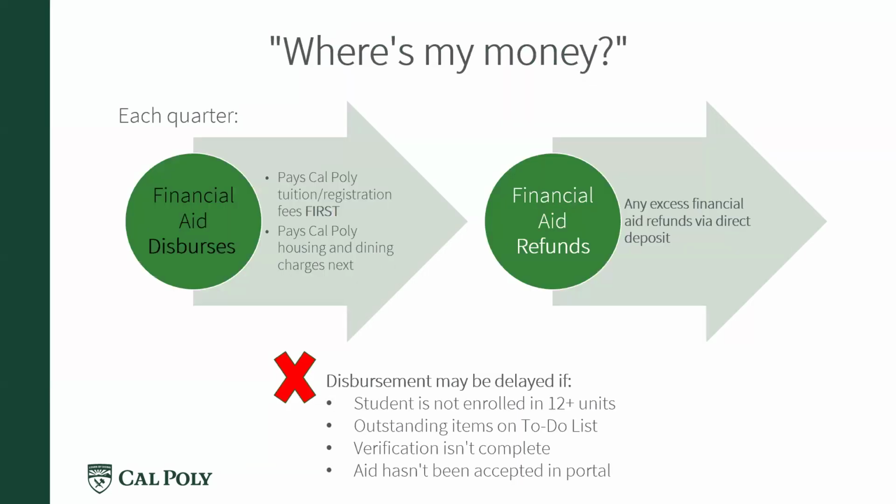If your money has not disbursed, you may not be enrolled in 12 or more units, or you may still have outstanding to-do list items on the portal or waiting for review. Note that financial aid will disburse and then pay fees and tuition first, followed by housing charges, followed by dining charges. If there is any excess financial aid after charges have been covered for the term, then the financial aid refunds. Set up direct deposit for fast and secure refund processing.